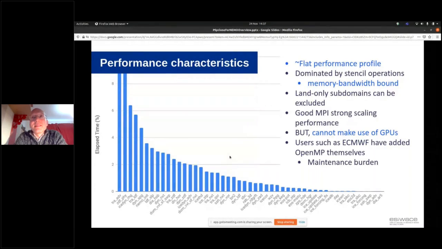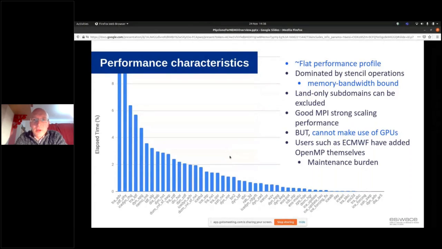It's not really worth going into the details of that. But if you imagine you tell it how you want it to decompose the domain, and it does that, and then it examines the subdomains, and if there are any that only consist of land, then it doesn't bother simulating those. As a result, it has pretty good MPI strong scaling performance.